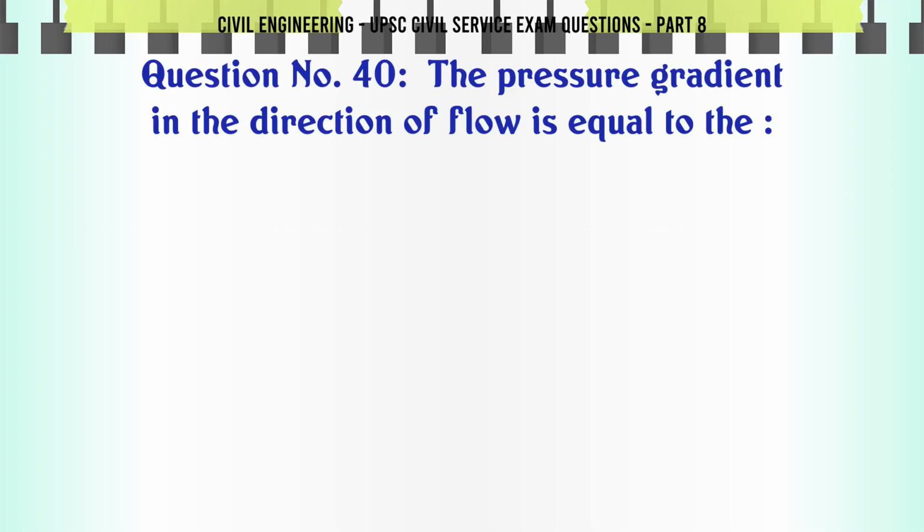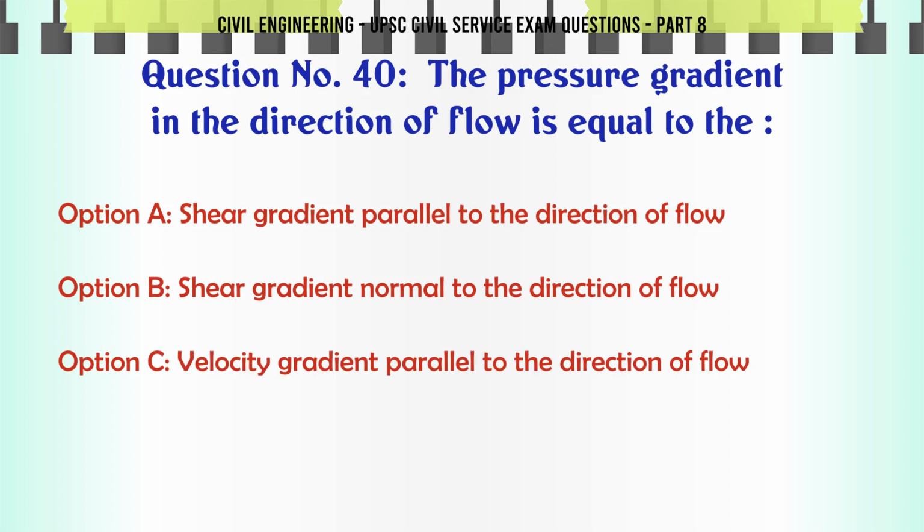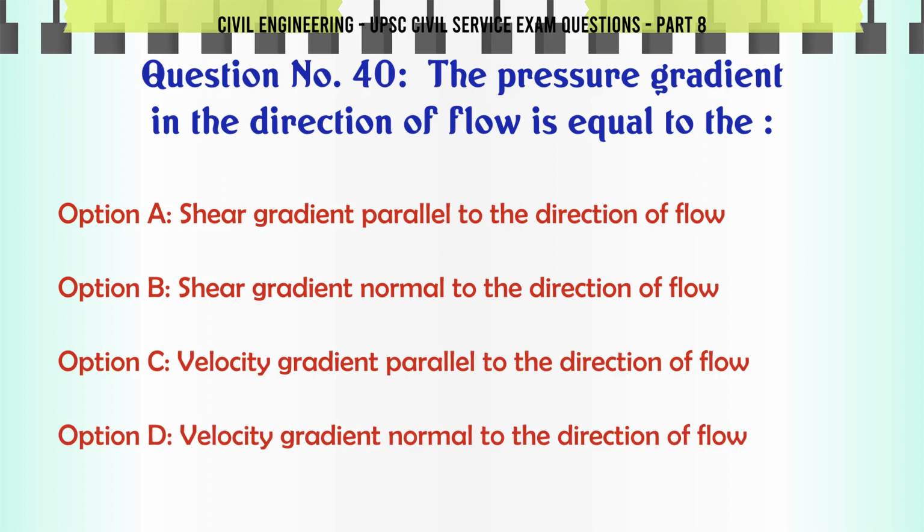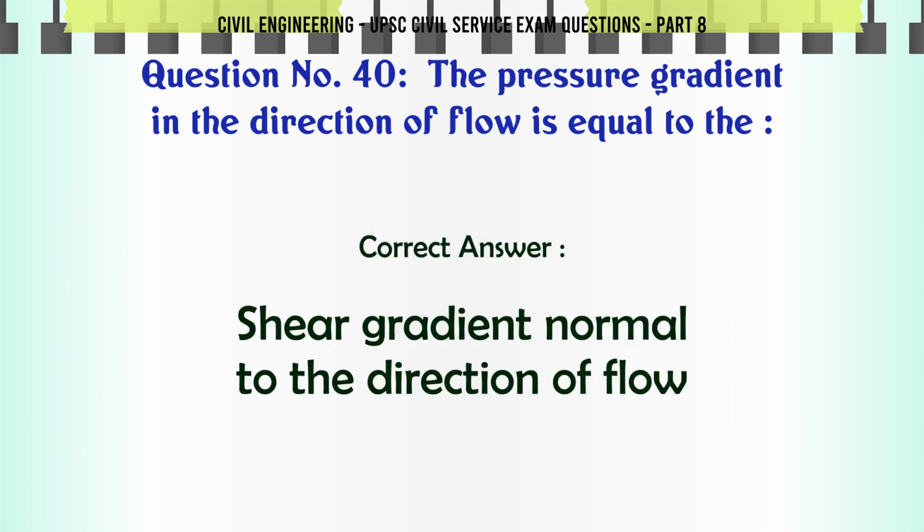The pressure gradient in the direction of flow is equal to the A. shear gradient parallel to the direction of flow. B. shear gradient normal to the direction of flow. C. velocity gradient parallel to the direction of flow. D. velocity gradient normal to the direction of flow. The correct answer is shear gradient normal to the direction of flow.